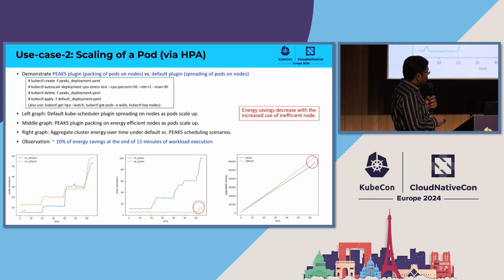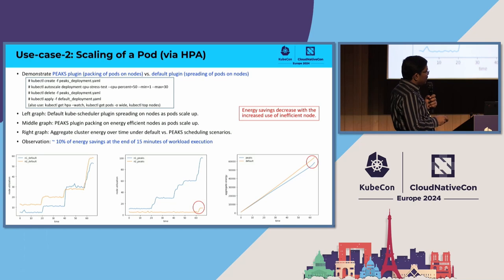So initially node one is packed with the pods, and then once all of node one's resources are exhausted, node two starts getting packed. This is the place where node two starts getting packed, and you can see that at this level, node one is at 100% utilization.